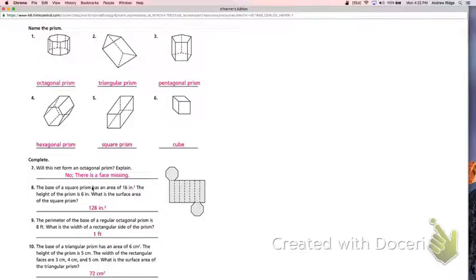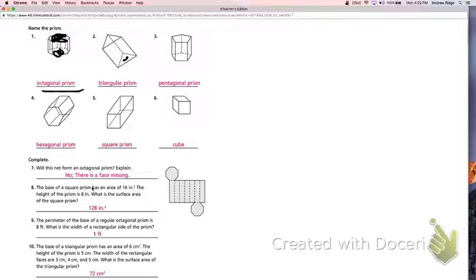Okay, this is 4-2 homework. Let's see. First problems, all you have to do is name the prism. You don't have to figure anything out. You just have to name the prism, which means you name it for the shape. So for instance, this has an octagon up here and at the bottom, so it's an octagonal prism.